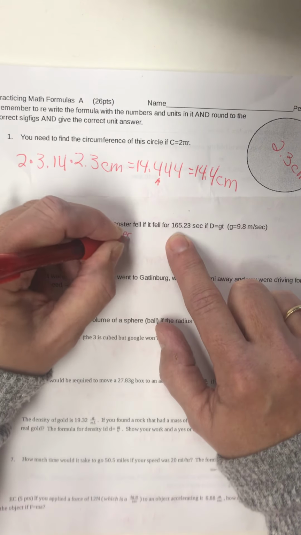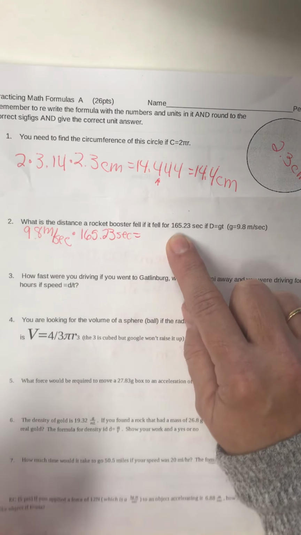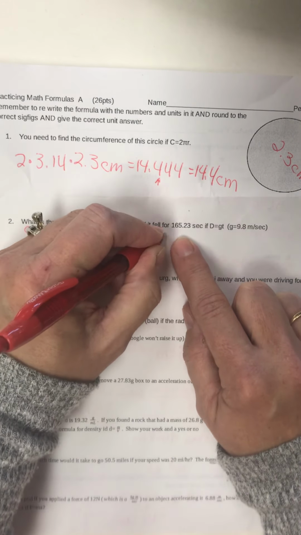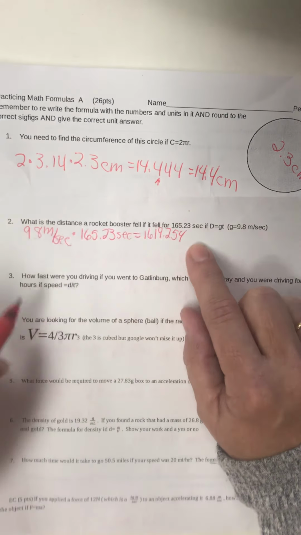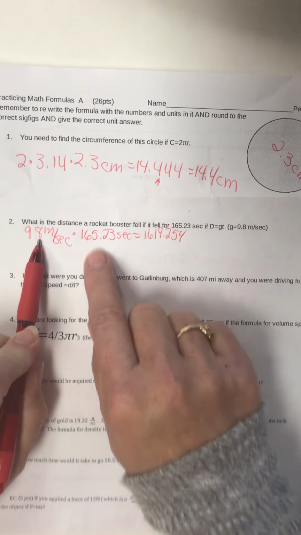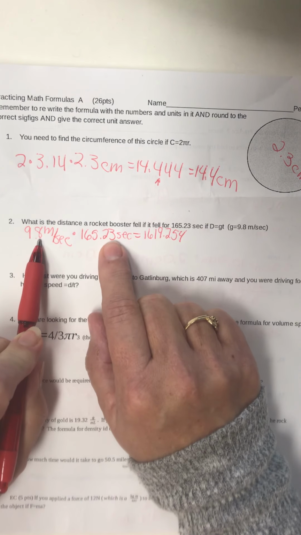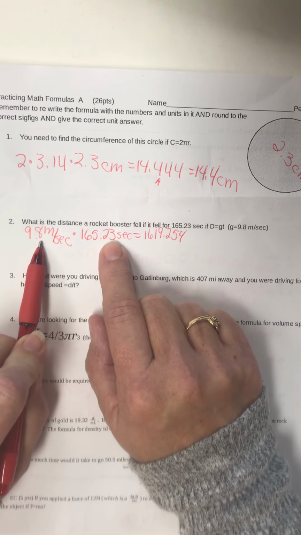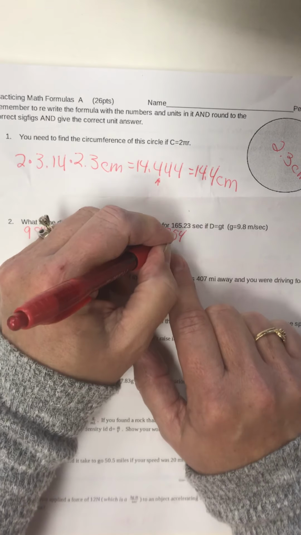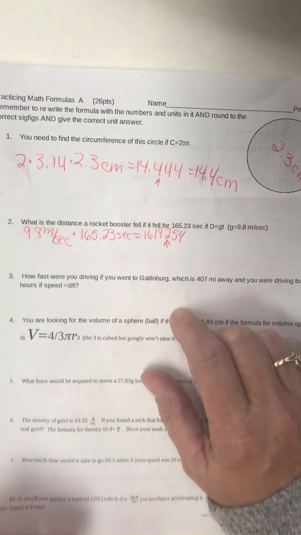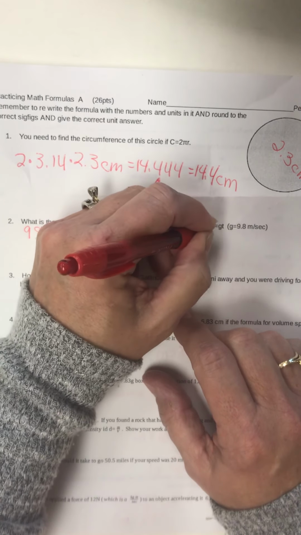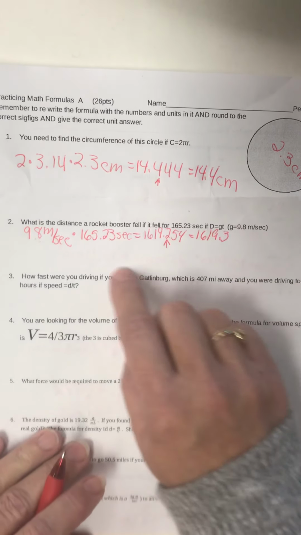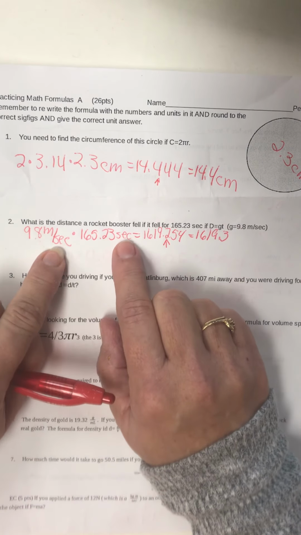165.23 seconds. I get a big decimal of 1619.254. This is a measurement, it has 1 decimal place. This is a measurement, it has 2 decimal places. The least number of decimal places is 1, so I round my answer to 1, which would be this 2. This 5 makes this 2 go to a 3, so my final answer is 1,619.3. I've got meters per second and I've got seconds.